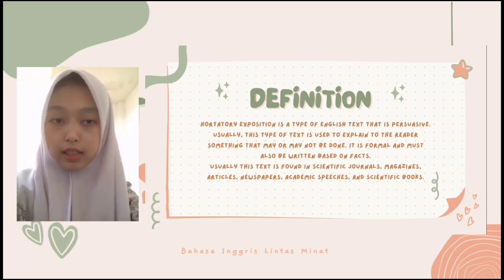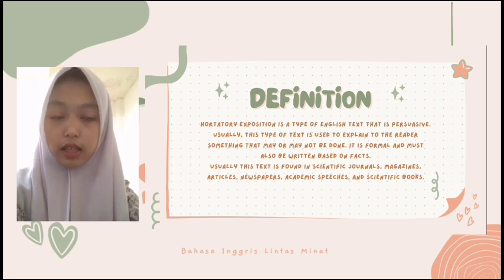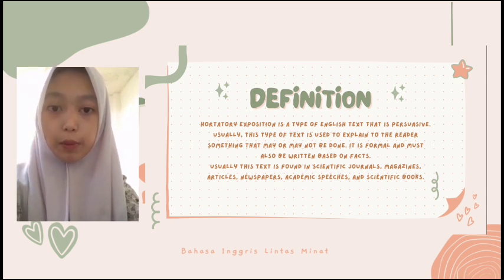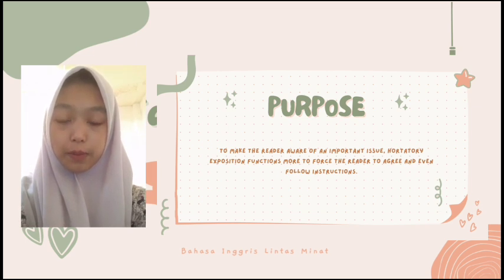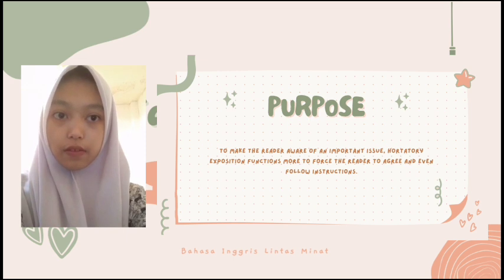Usually, this text is found in scientific journals, magazines, articles, newspapers, academic speeches, and scientific books. The purpose is to make the reader aware of an important issue. Hortatory expositions function more to force the reader to agree and even follow instructions.